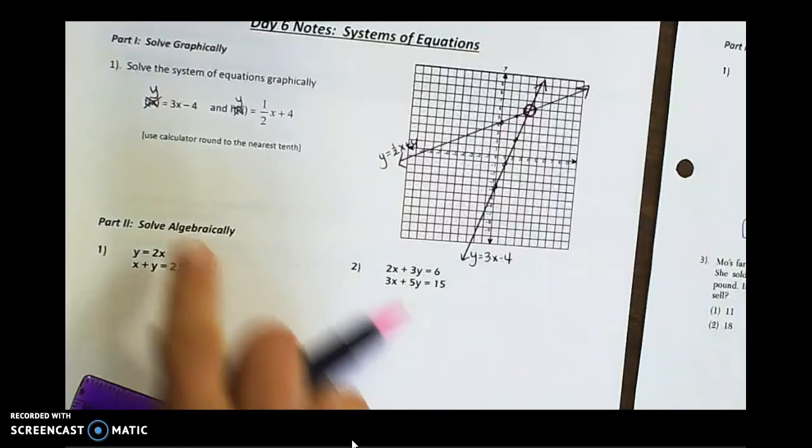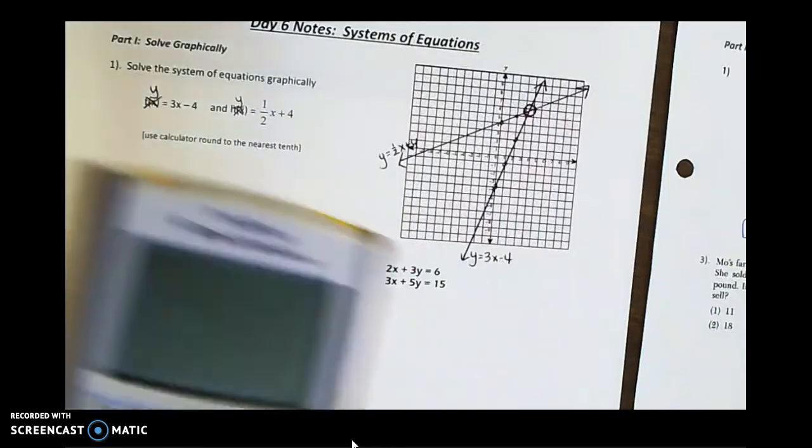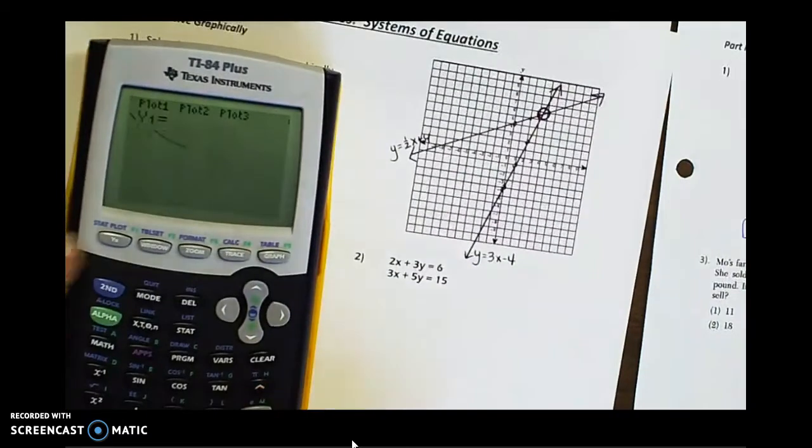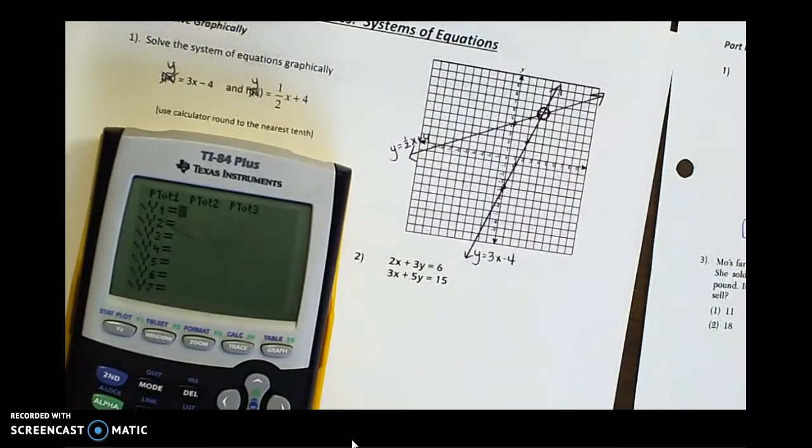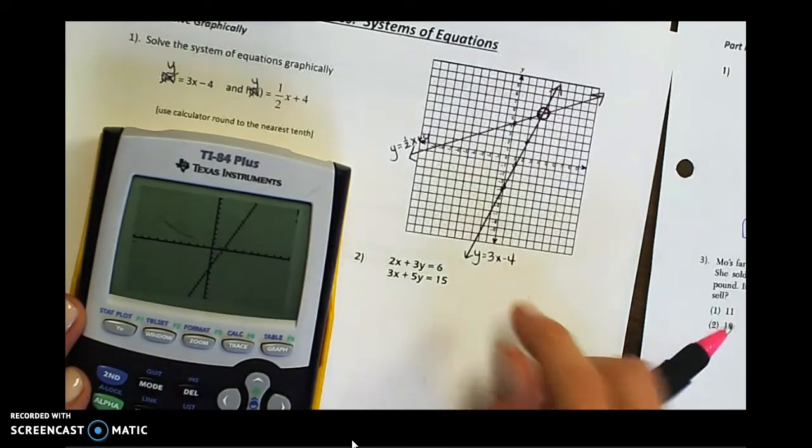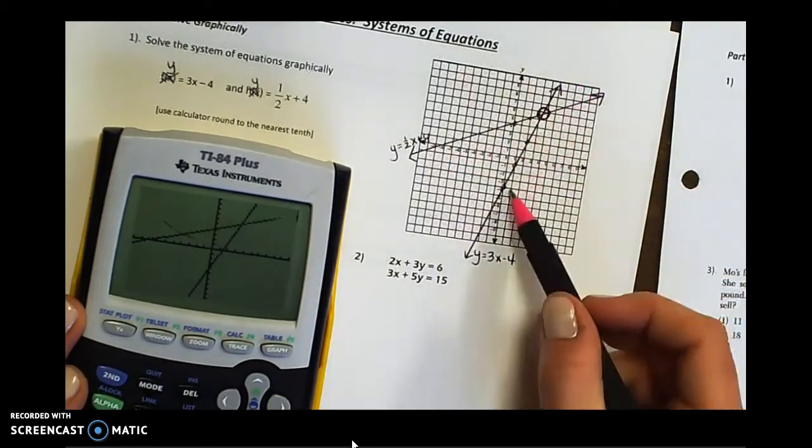So here, we're going to have to use our calculator to find the solution. We're going to round to the nearest tenth. So we're going to go to our y equals, and we're going to type these in. So 3x minus 4 and 1/2 x plus 4. So we hit graph. We can see that we have both of our lines.